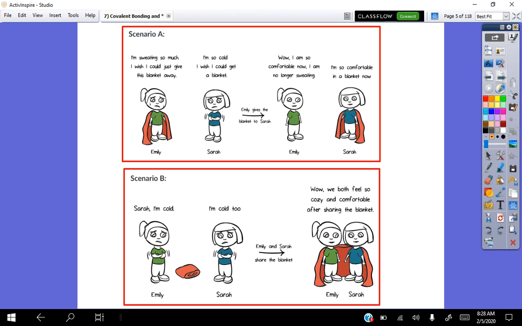So here's a nice little demonstration between Emily and Sarah. With scenario A, Emily is giving the blanket to Sarah because Sarah is cold, but if they're both cold, they have to share. So example A is definitely a good ionic scenario, whereas scenario B is a covalent scenario.